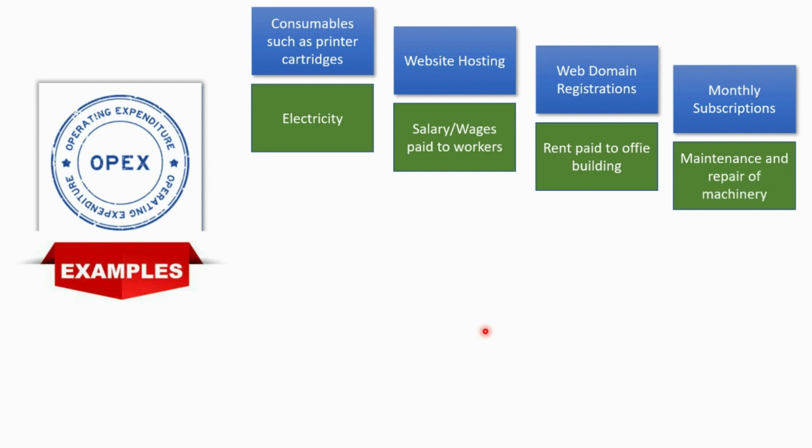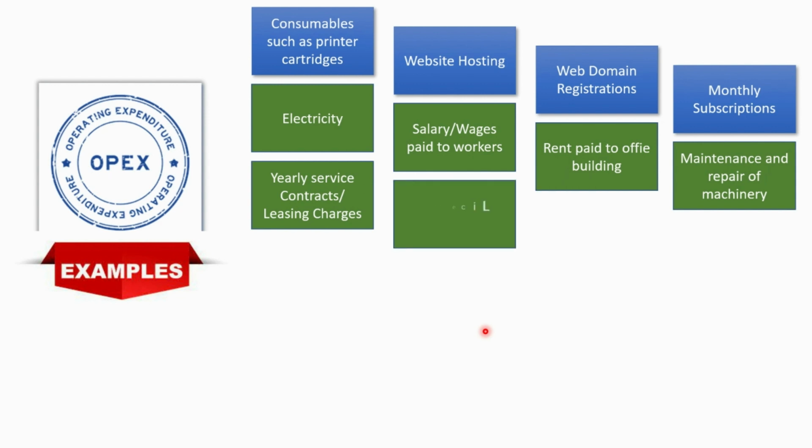Next, maintenance and repair of your machinery. In order to maintain it or keep it operational, the expenses incurred in this area are classified as operational expenditure. Yearly service contract or leasing charges, whatever you pay to the lawyers for preparing or amending the contract, those charges come under OpEx. Next, license fees and insurance fees are all considered operational expenditure.